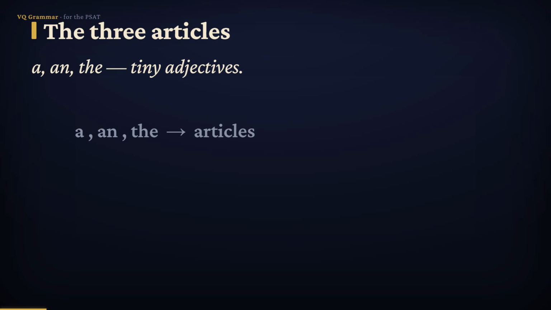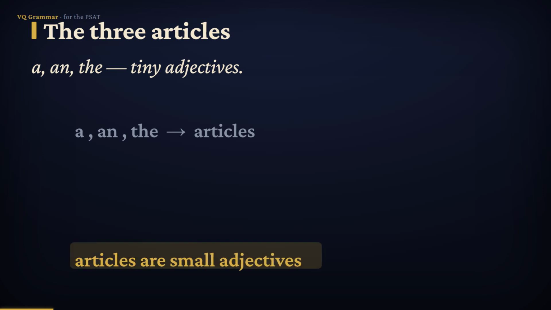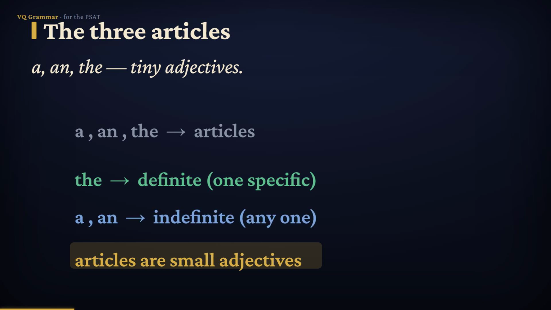There are only three of them: a, an, and the. They're really just tiny adjectives that point at a noun. The word the is the definite article because it points to one specific thing, the bridge, the one we both have in mind. A and an are indefinite articles because they point to any one of a general group, a bridge, just some bridge. So the is definite, one specific thing, and a or an is indefinite, anyone.